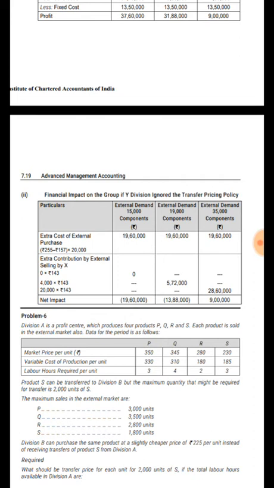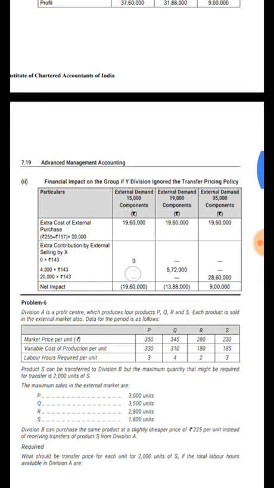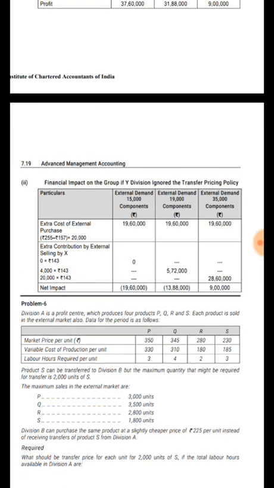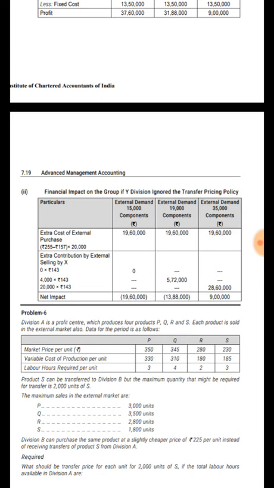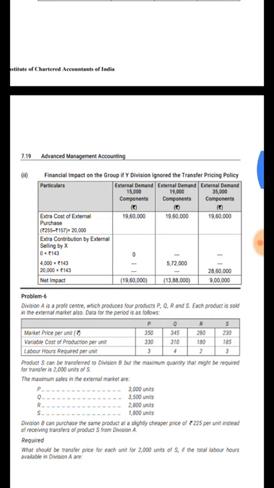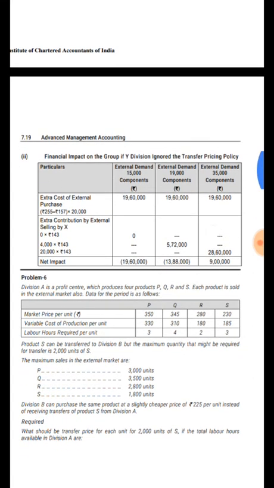But if division Y is not buying from division X, then what will happen? There will not be contribution in this case because they don't have demand outside. So 20,000 will remain idle. But here they have 4,000 extra demand outside. So 4,000 into 143, that 143 is nothing but contribution per unit, so 5,72,000. And here they have demand for 35.